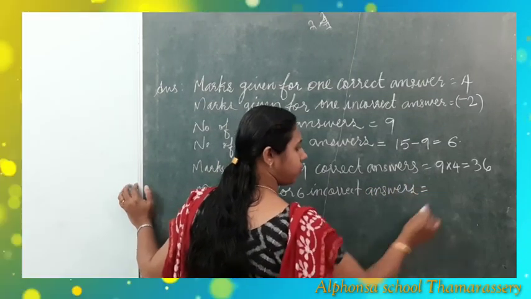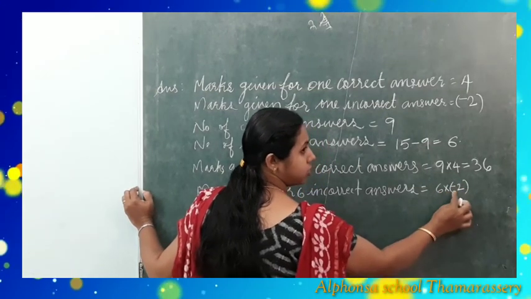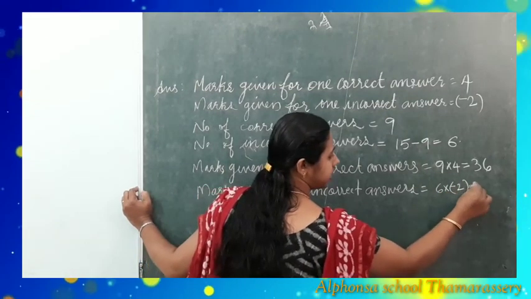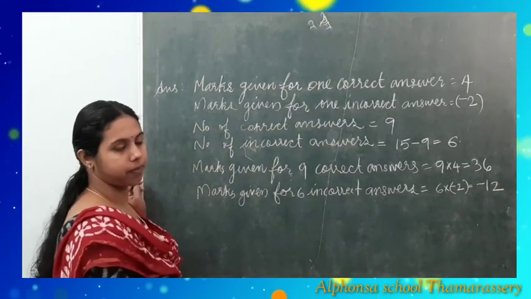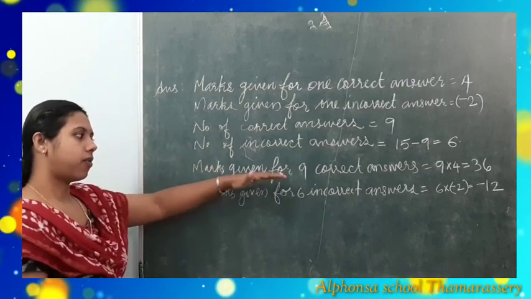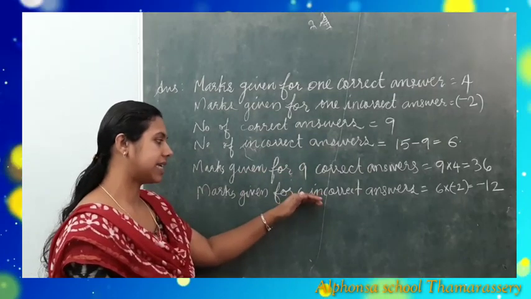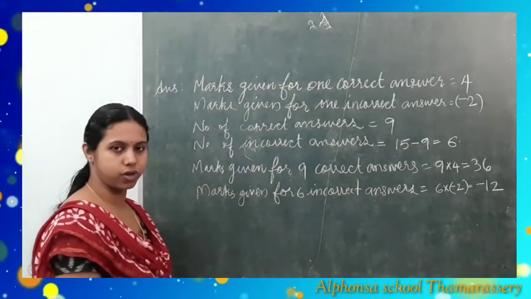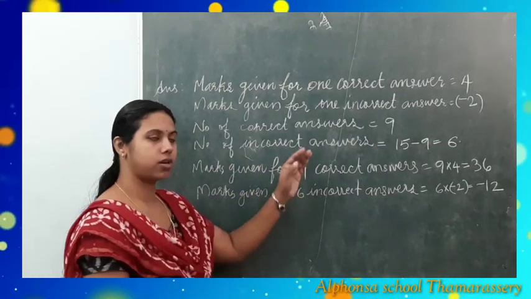That is equal to 6 into minus 2. Positive into negative is negative, so that is minus 12. Now, for 9 correct answers we got 36 marks, and for 6 incorrect answers minus 12. Sum of these two, 9 plus 6 is equal to 15.